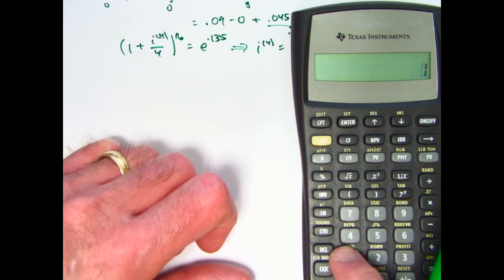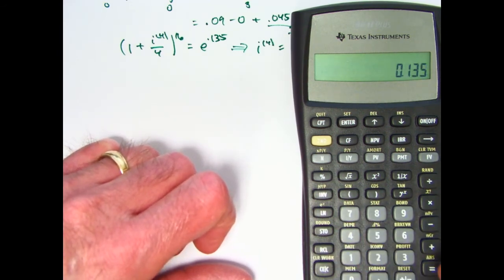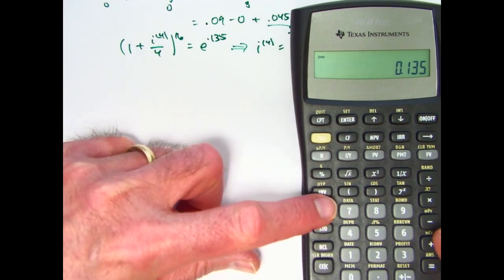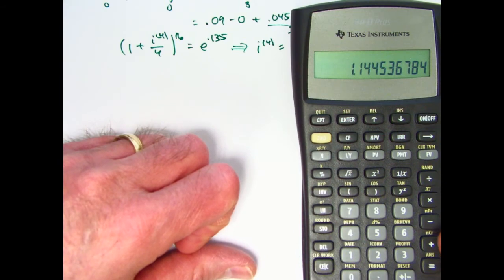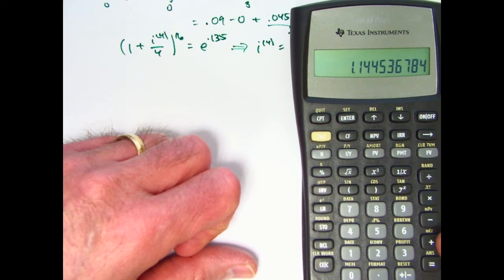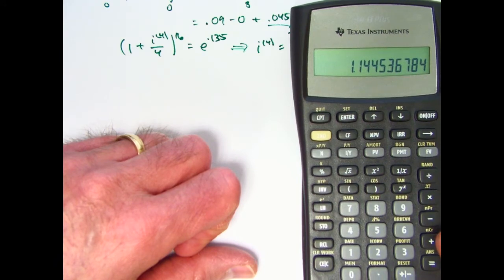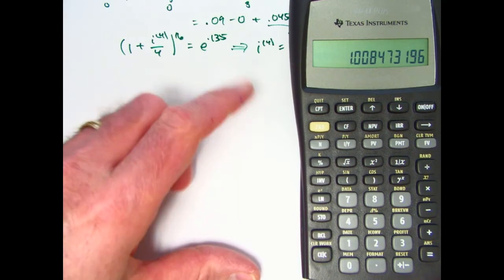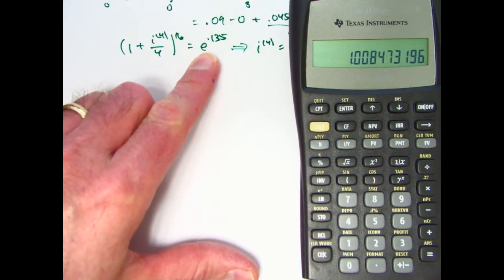I type in the exponent itself first, 0.135, then press second, e to the x, which is the ln button. There is e to the 0.135, you can check that. I need to take the 16th root of that. 1/16 is 0.0625, so I can raise this now to the 0.0625 power. That's the 16th root of e to the 0.135.